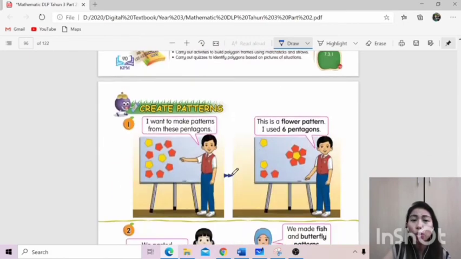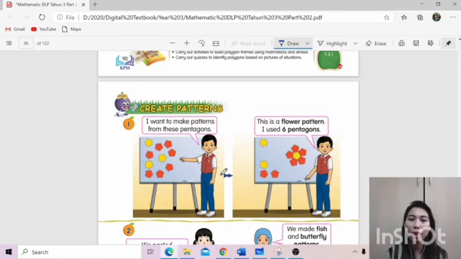Okay, so next is to create patterns. This is very interesting to learn about polygons, because maybe you want to be an architect, or you want to be an artist, using all the shapes to make your beautiful, innovative projects. So you can use this knowledge to make your objects more beautiful, more outstanding. Now we're going to create patterns using the polygons.